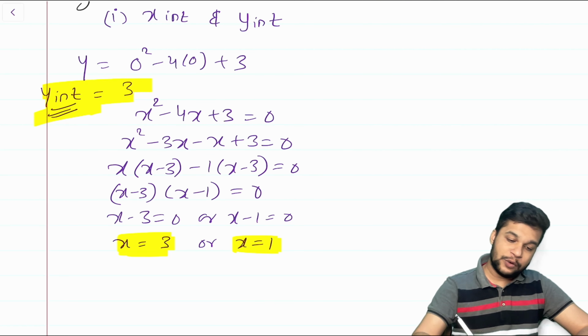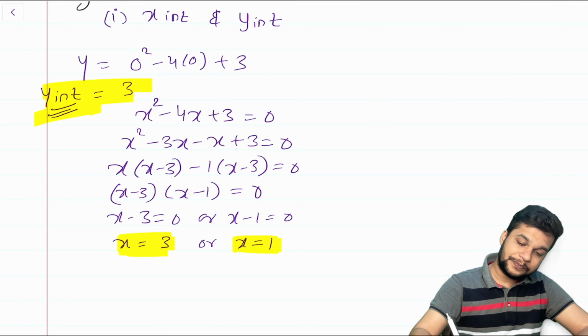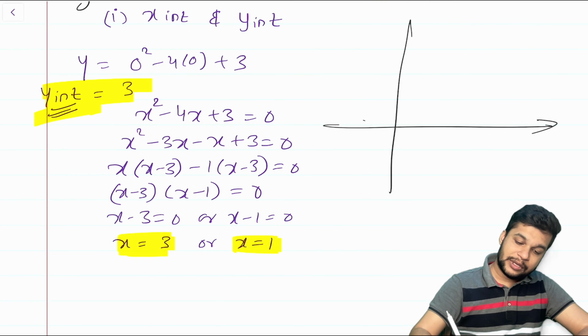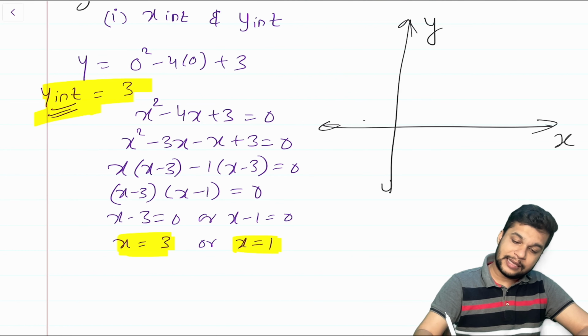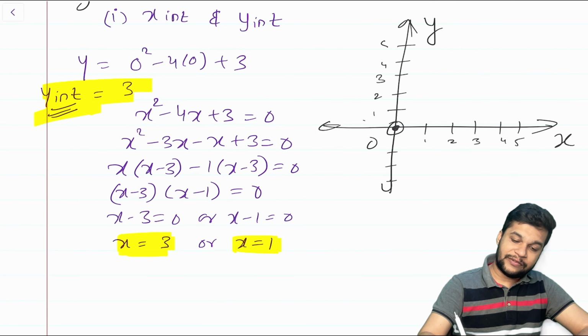Okay, so what do I do? I make the Cartesian plane first. Let's say this is your y-axis, this is your x-axis, and that's your origin. So 1, 2, 3, 4, 5 on each positive axis. This is, let's say, minus 1, minus 2, minus 3.